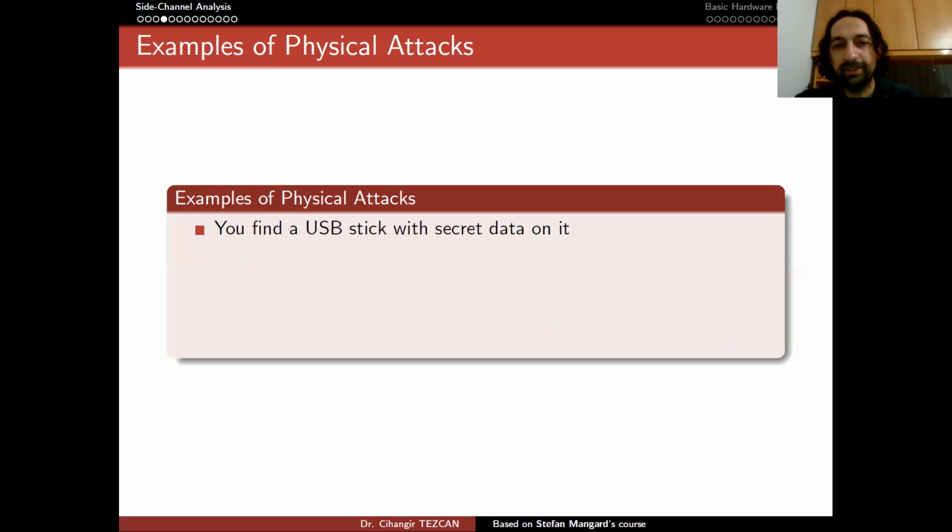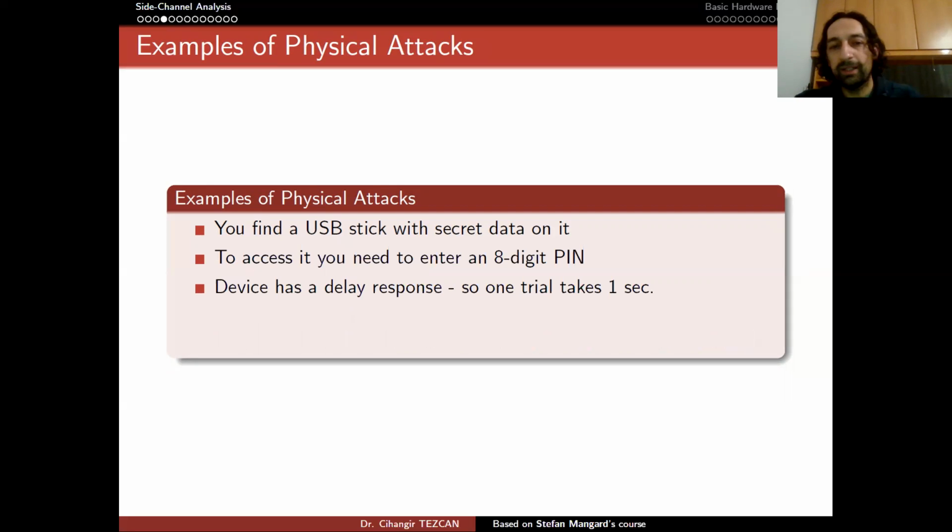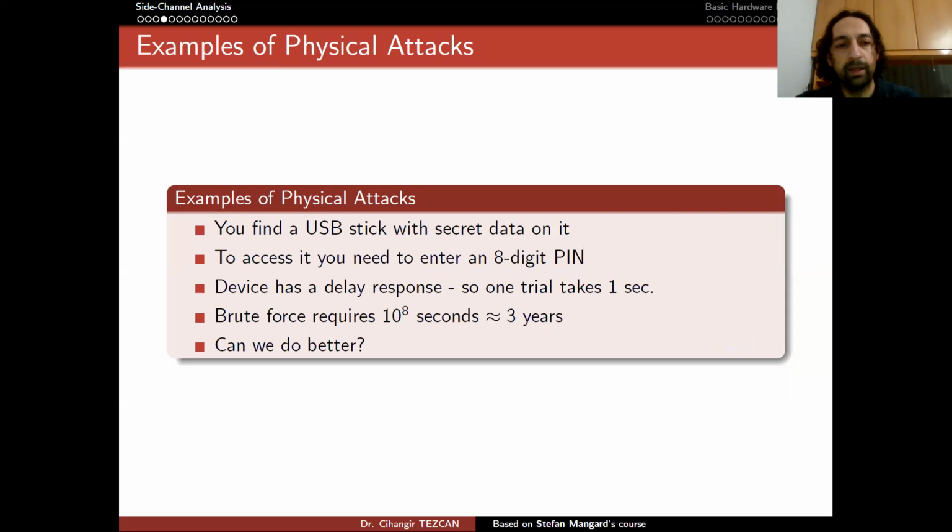So here's an example. You find a USB stick with secret data on it. To access it, you need to enter an 8-digit PIN. The device has a delay response, so one trial takes 1 second. This is almost always the case for this kind of device. You cannot try a lot of PINs or keys in a very short time.